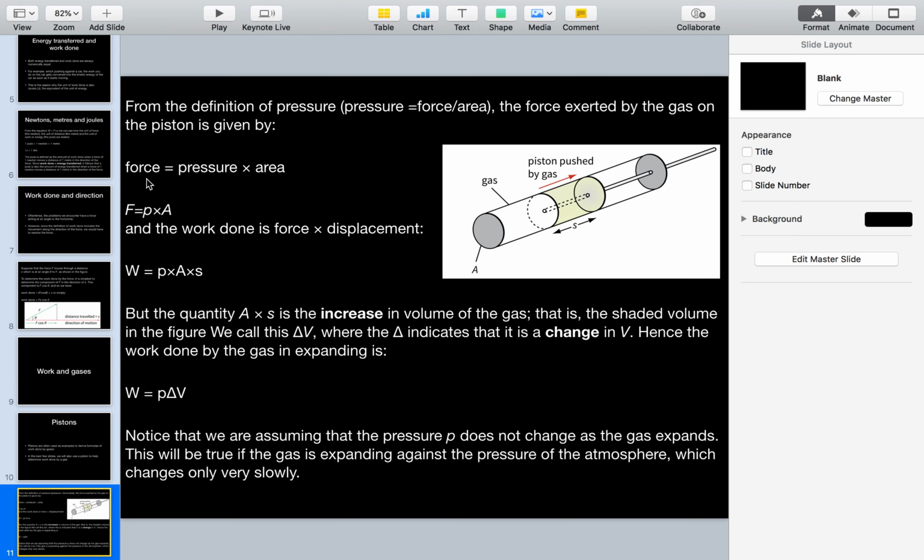So this is a derivation. You use a pressure equation and then use it to replace force in the work equation. Then simply you will get A into S is equal to delta V.